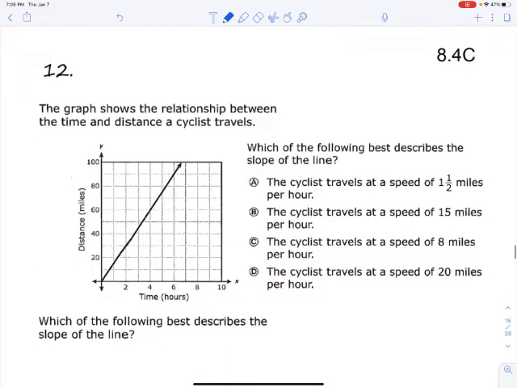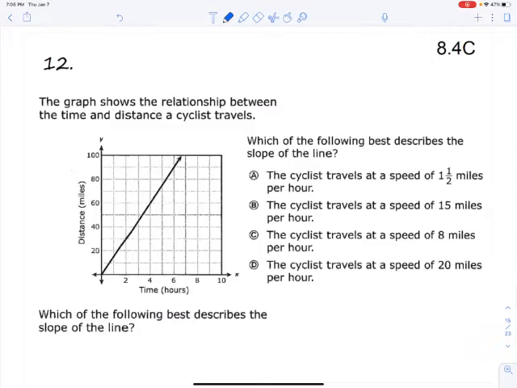Number 12. The graph shows the relationship between the time and distance a cyclist travels. Which of the following best describes the slope of the line? Oh, and it looks like I've got the question in there twice, and that's okay. Well, we know that when we're dealing with the slope of a line, we pick two good points and find rise over run. The first good point is right there at 0, 0. And if we travel up this line, the next good point is going to be right there. So I'm going to do rise. Right there is 30. And my run is 2. So we get 30 over 2. We simplify that. We get 15.